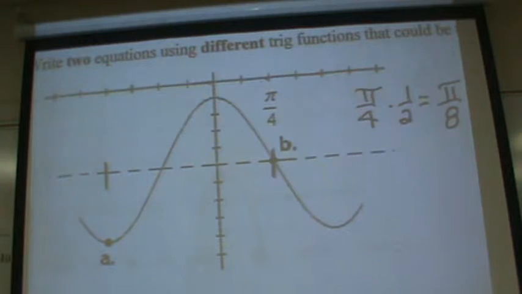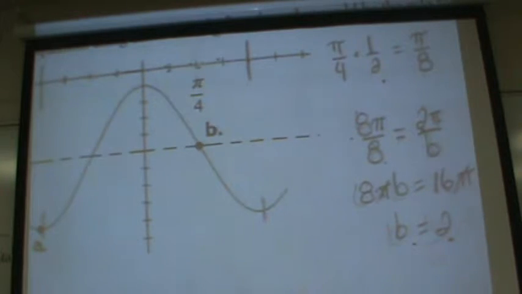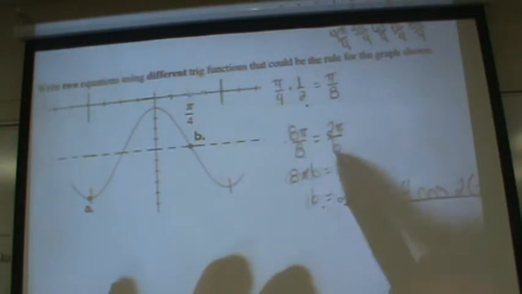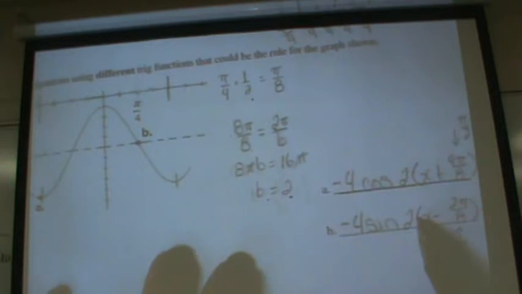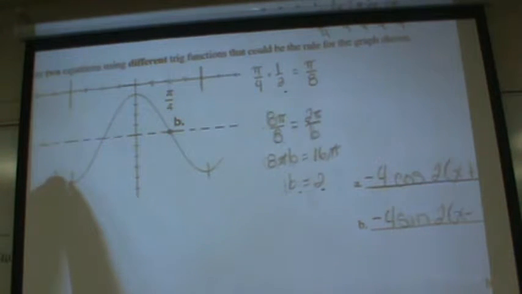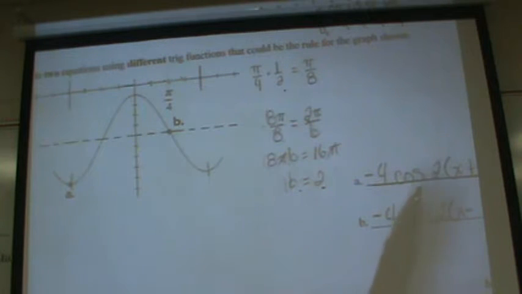So once you get that, you have to find your B value. What does your B value end up being? You're going to set 8 pi over 8 equal to 2 pi over B. Okay? By cross multiplying, you're going to end up getting B is 2. That does not change. That B value never changes. What's going to change is your phase shift and whether it's a sine or a cosine curve.